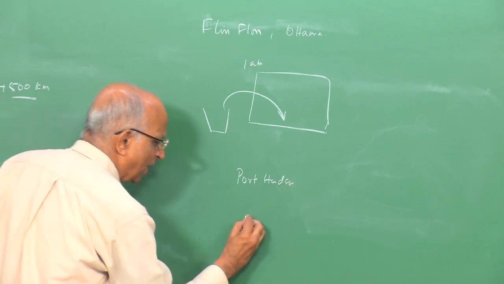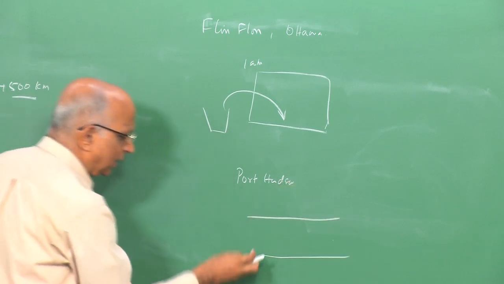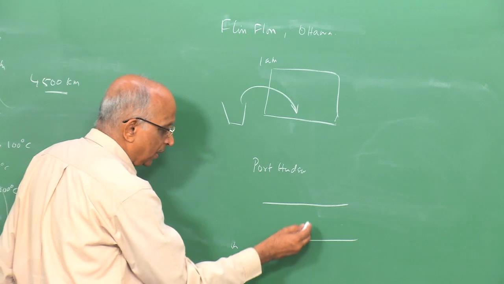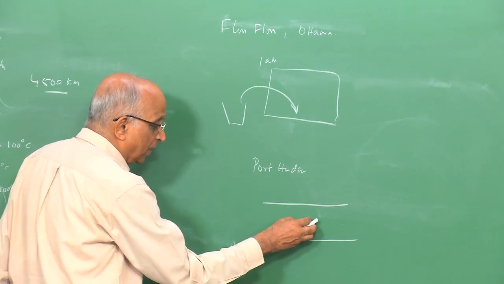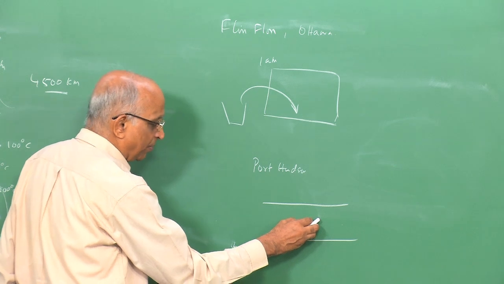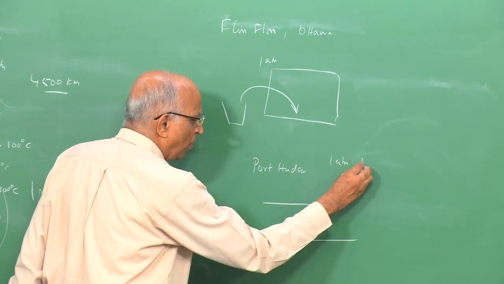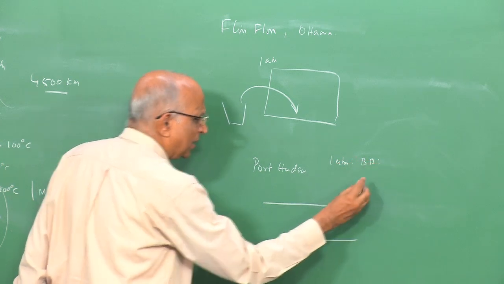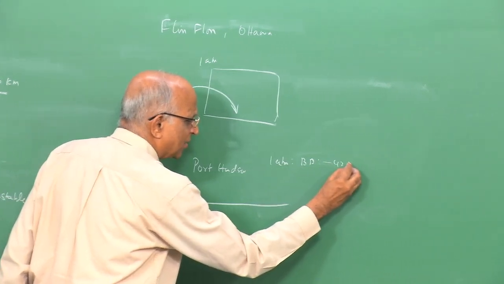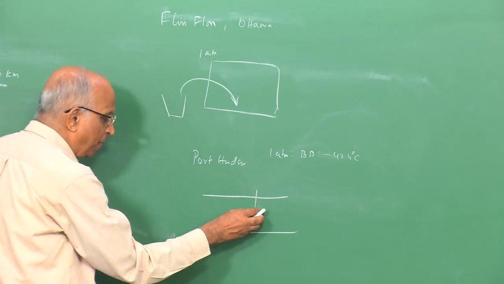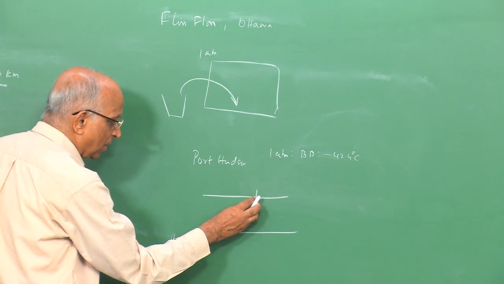And in this example, we had a pipeline transporting liquid propane at high pressure. At high pressure, the liquid propane is at ambient temperature. But at 1 atmosphere pressure, the boiling point of propane is something like minus 42.4 degrees centigrade. Therefore, the propane at ambient temperature and at high pressure comes out.